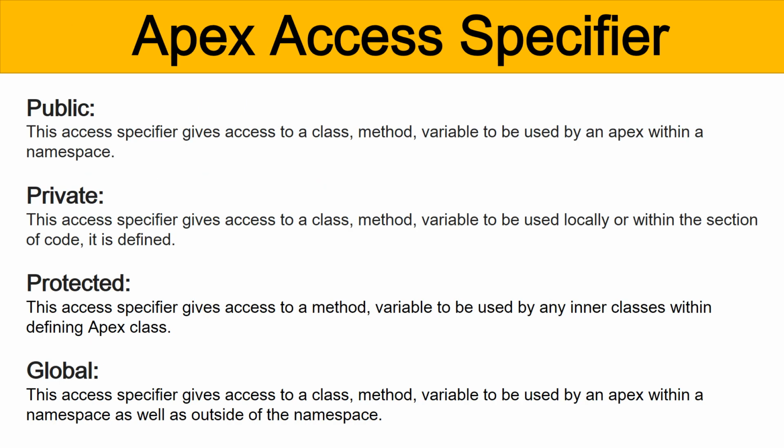Apex access specifier. Public. This access specifier gives access to a class, method, variable to be used by an Apex within a namespace. Private. This access specifier gives access to a class, method, variable to be used locally or within the section of code it is defined. Protected. This access specifier gives access to a method, variable to be used by any inner classes within defining Apex class. Global. This access specifier gives access to a class, method, variable to be used by an Apex within a namespace as well as outside of the namespace.